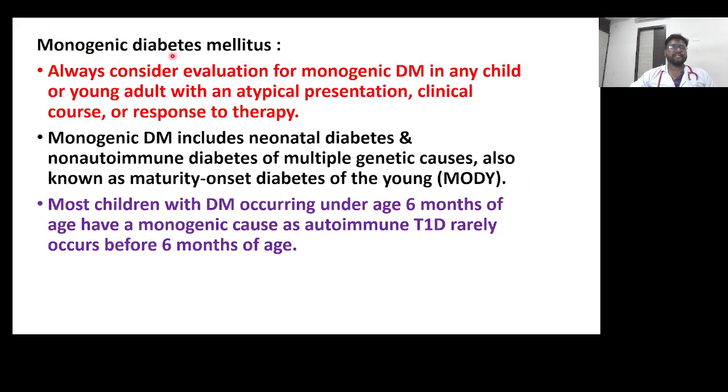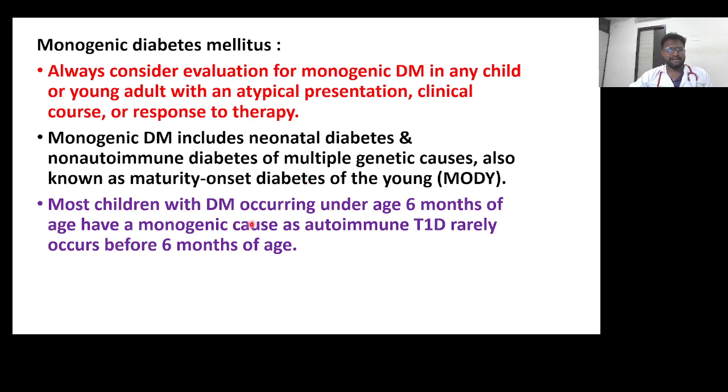Then coming to monogenic diabetes mellitus. Always consider evaluation for monogenic diabetes mellitus in any child or young adult with an atypical presentation, clinical course or response to therapy. Monogenic diabetes mellitus includes neonatal diabetes and non-autoimmune diabetes of multiple genetic causes, also known as MODY, maturity onset diabetes of the young.